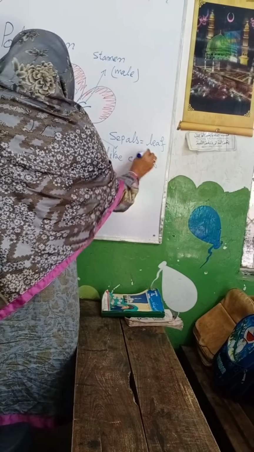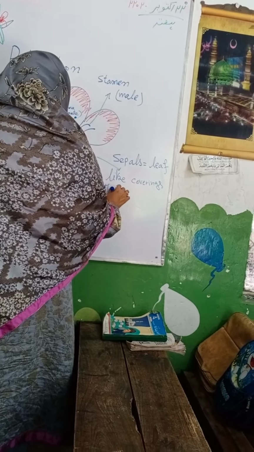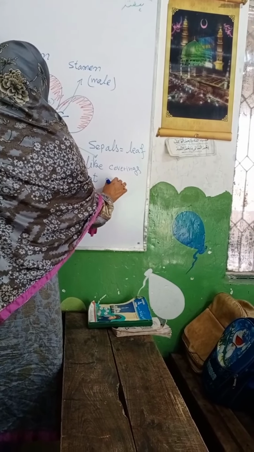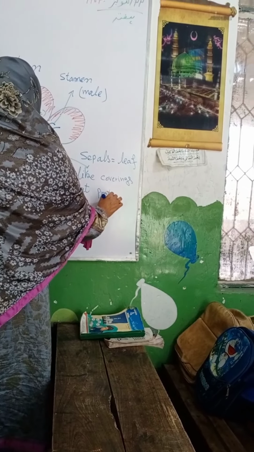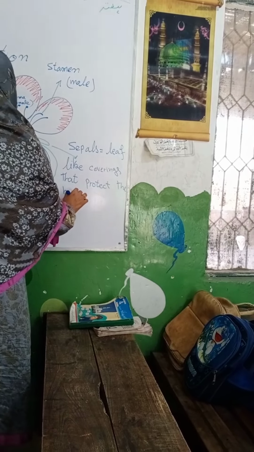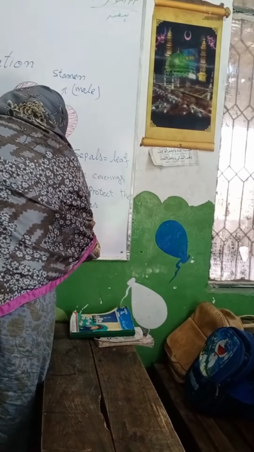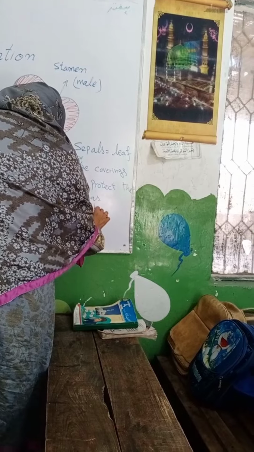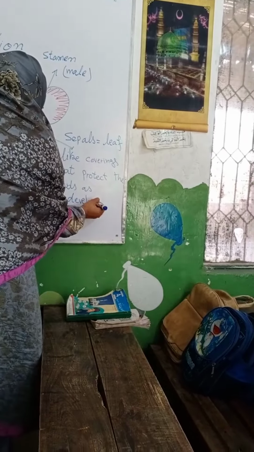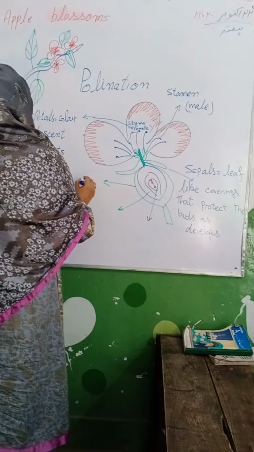Second, pollen, stigma, ovule and pollen tube. The sticky top of the pistil, called the stigma, catches the pollen. Then the pollen puts out a long tube which joins with the ovule. This is called fertilization.